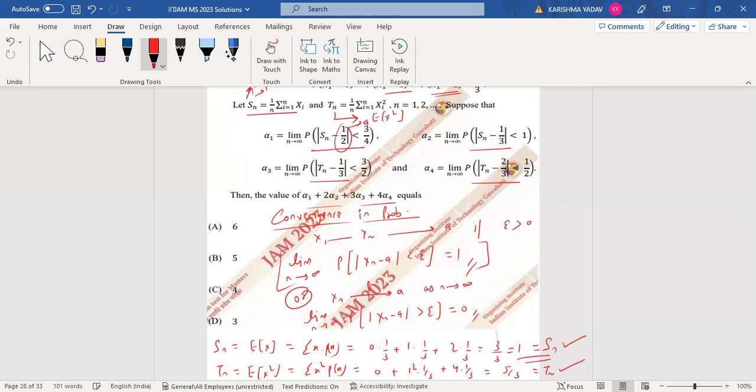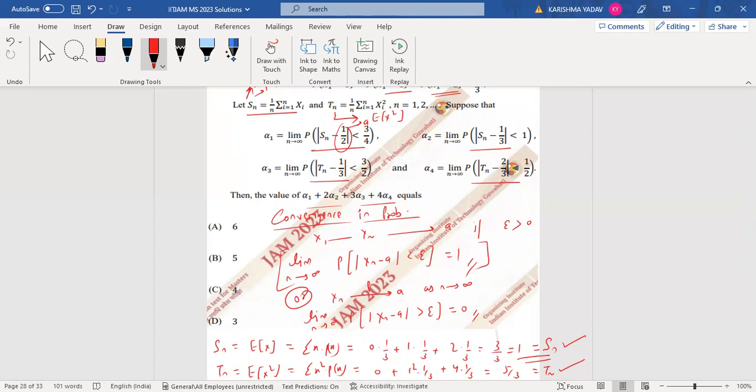Okay, what will |Sn − a| be? If this is less than 3/4, then it will converge to 1. If |Sn − a| is greater than 3/4, then this will converge to 0. Simple. We just have to apply the concept of convergence in probability.